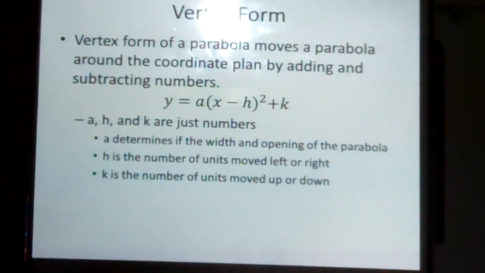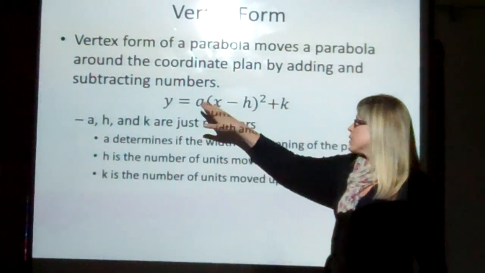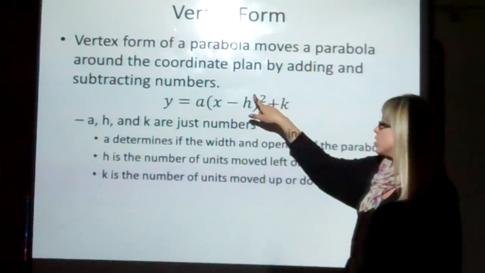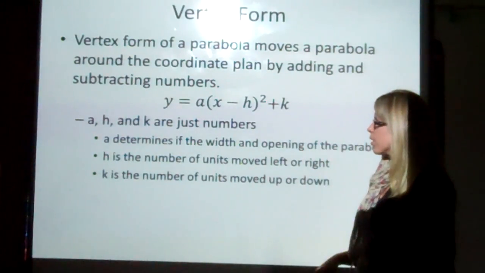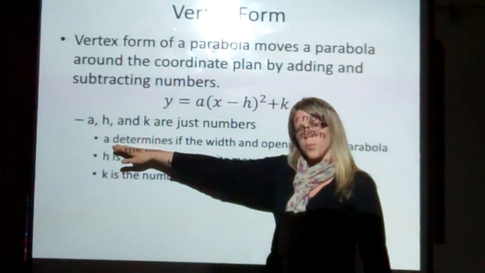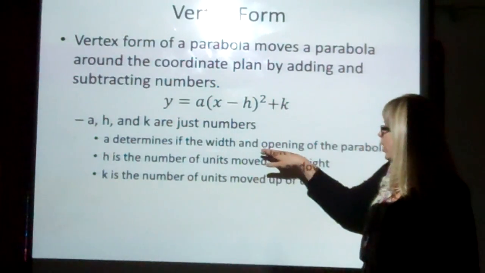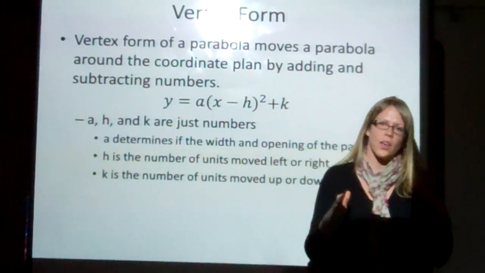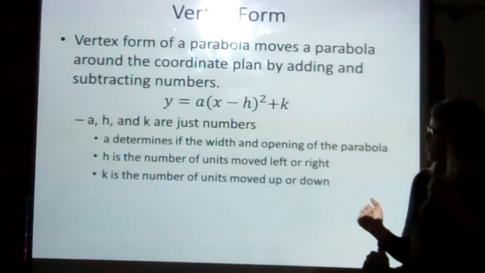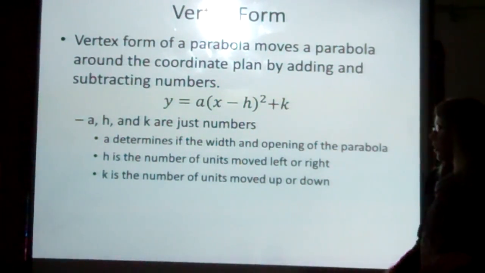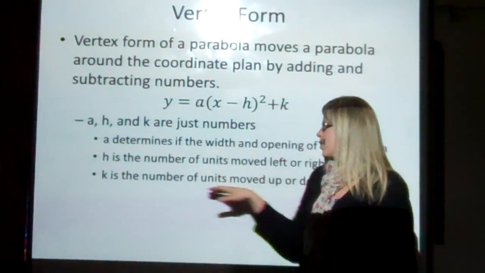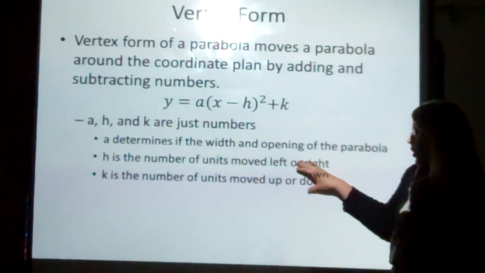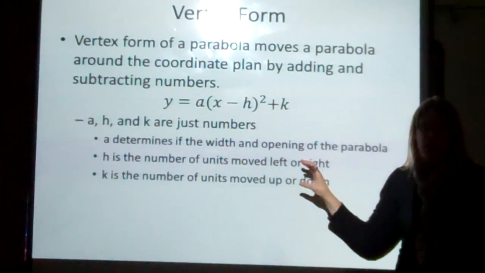The general form for vertex form in the equation is y equals a(x minus h) quantity squared plus k, where a, h, and k are just numbers. Now we learned from the previous unit that a determines the width and the opening of the parabola, meaning if it's wide or narrow, or if it is opening up or opening down. The h is the number of units moved left or right, and the k is the number of units moved up or down. And in the next couple of slides we'll find out how to determine the h and the k.